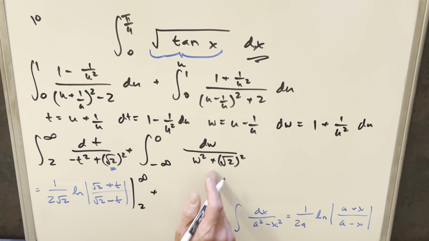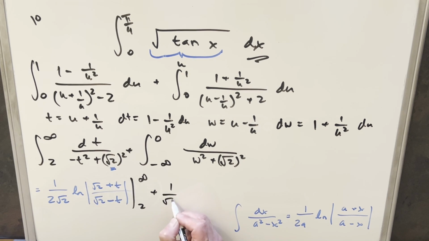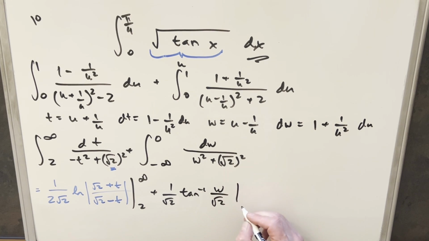And then for this second one, this is just going to be our arctan formula. So this formula is going to work pretty similar. We're going to have 1 over square root of 2. That's going to be arctan, this w over square root of 2. And we just need to evaluate this from minus infinity to 0.